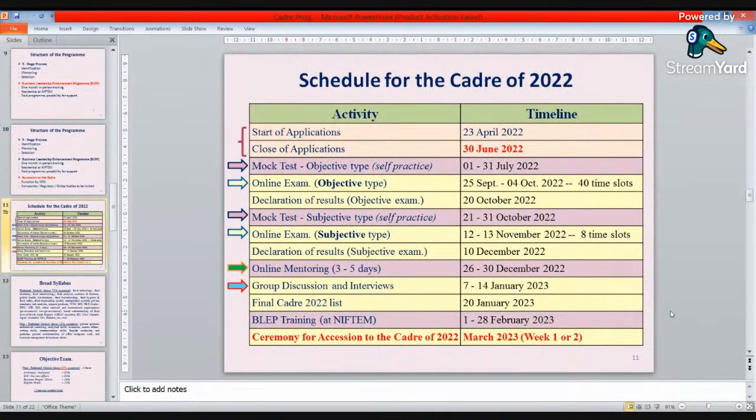So this is how the program has been scheduled. The last date for submission of the applications is 30th of June. So you still have about 15 days time to go, or slightly more than 15 days. Please submit your applications well in time. This date will not be extended at all.